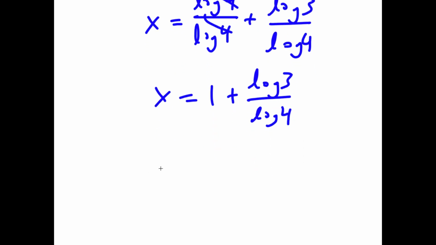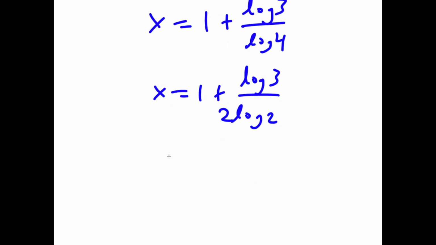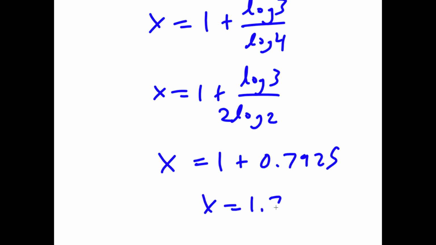And 4 is the same thing as 2 squared, so I get 1 plus log 3 over log of 2 squared, and remember I can move this 2 to the front. So now I have log 3 over 2 log 2. And this is the same thing as 1 plus 0.7925, which is equal to 1.7925.